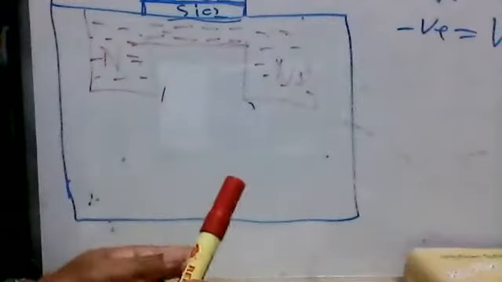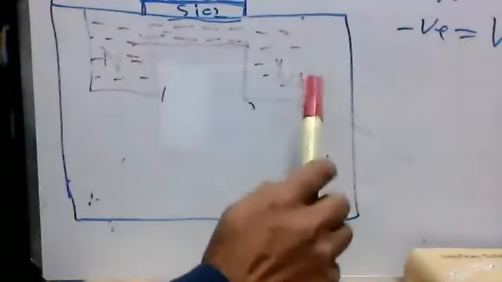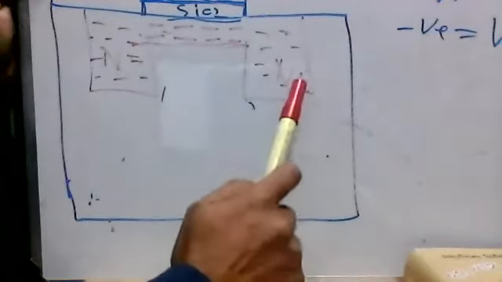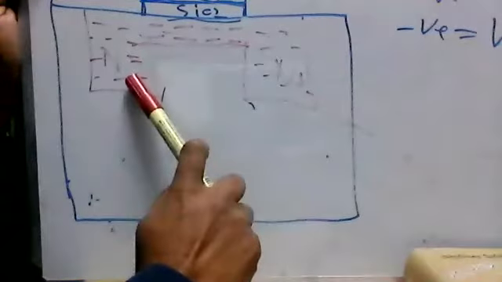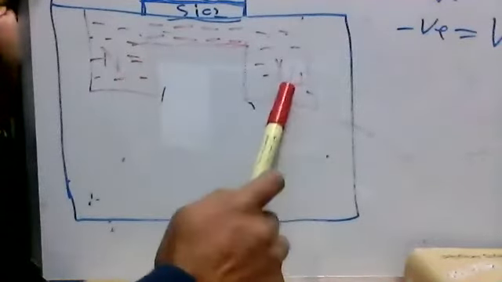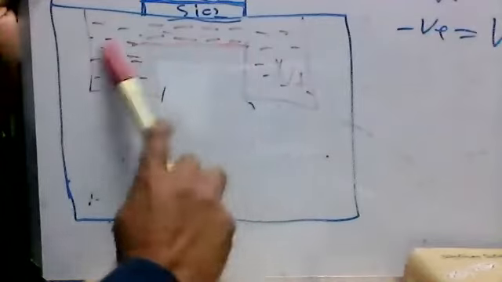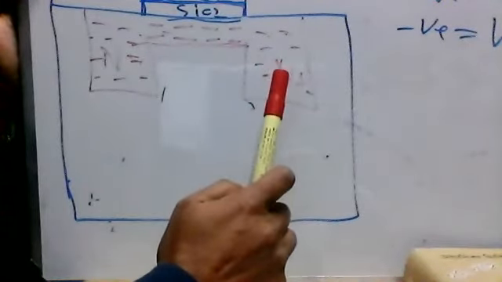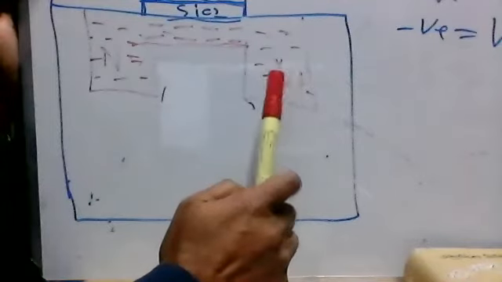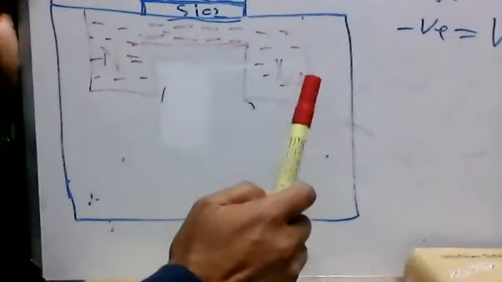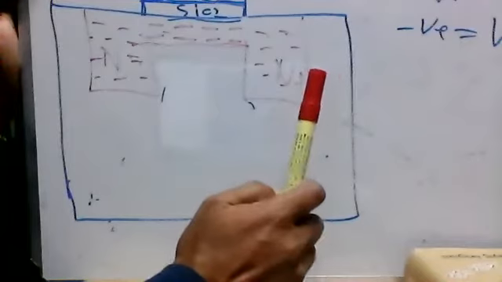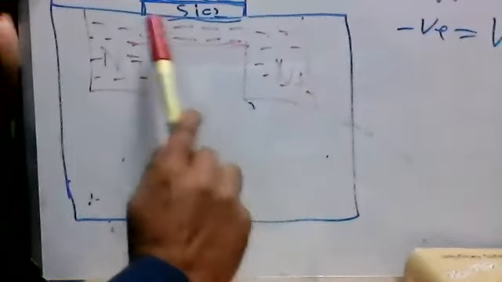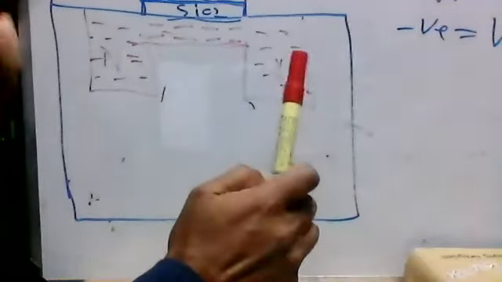But you see, I already mentioned this is n plus here, n plus here. Both sides are n plus. So how do the electrons flow? We know that current is nothing but the flow of electrons, right? Actually, the current is the opposite of the flow of electrons. But when the electrons flow, the current also will flow.